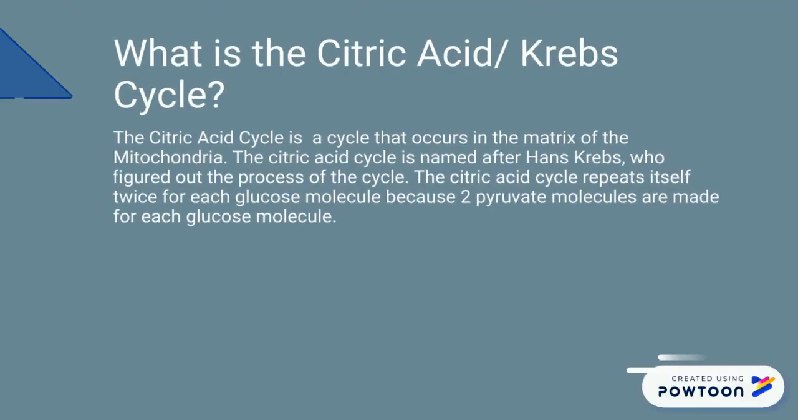The citric acid cycle, or the Krebs cycle, is a cycle that occurs in the matrix of the mitochondria. The citric acid cycle repeats itself twice for each glucose molecule because two pyruvate molecules are made for each glucose molecule, meaning that from one glucose molecule you get two pyruvate molecules.